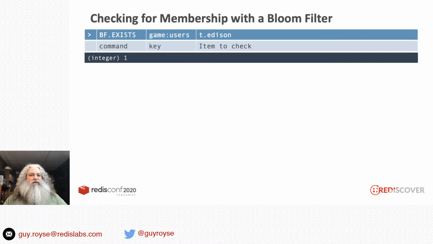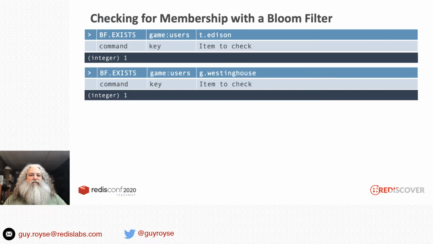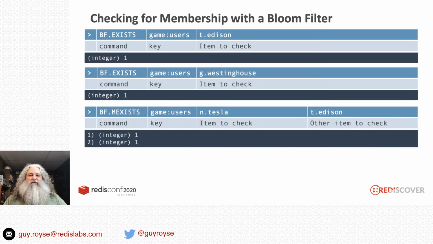To call exist, you just say exist, key, and the item. Here T. Edison exists. Here G. Westinghouse exists. Here we're using M exists, and of course Tesla and Edison are both in this filter.